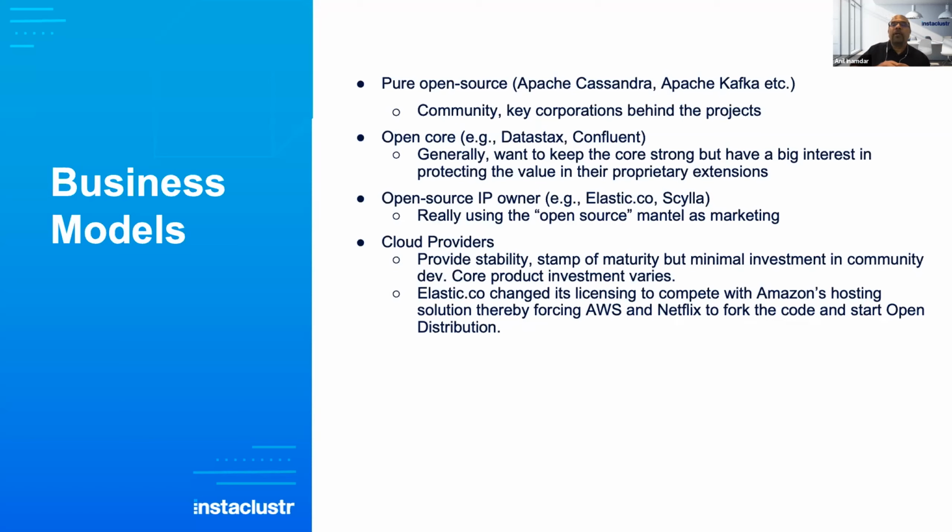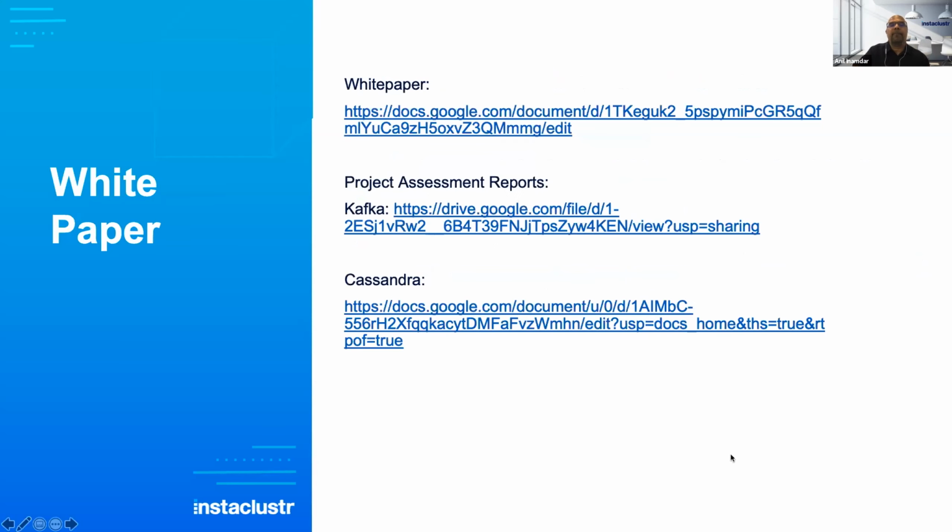The last model is by cloud providers. They focus mostly on operations and delivery of the product with minimal investment in the community. They try to reap the benefits of the open source with their ability to scale and their reliability. Elastic.co recently changed its licensing to compete with AWS hosting solution. I'm going to discuss the Elastic.co example later in the presentation. These are some of the white papers if you want to find out more about this.